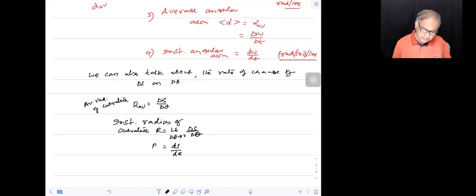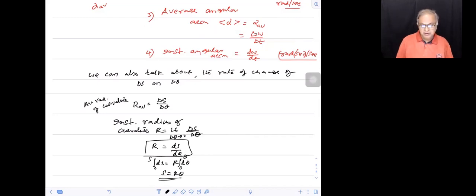This is R instantaneous. In fact, people know this: dS equals R d theta. If you integrate from 0 to S, 0 to theta, you will get S equals R theta. This is the relation between the linear quantity and angular quantity. But theta should be in radians. Hope people followed it.